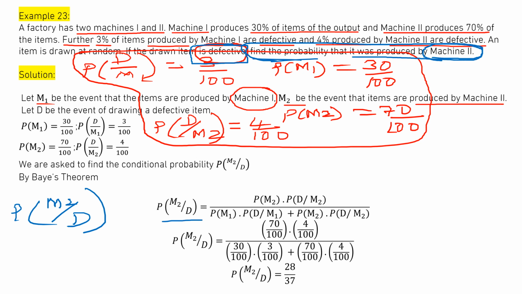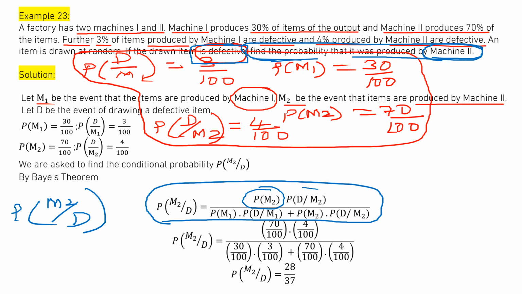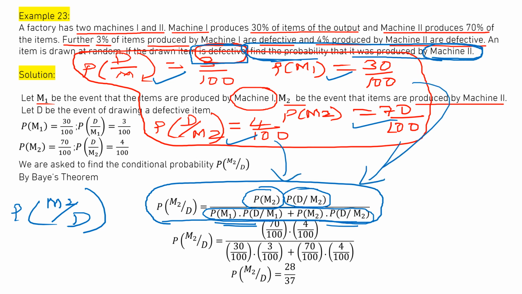Now apply Bayes theorem, you will get this formula as I explained in the previous slide. So now we have to substitute the values: P of M2, probability of D given M2, and then in the denominator the total probability. If I say total probability, you have to write all the possible values. So here we have two machines, first M1 and M2. So all the values are here, right? This is P of D given M1, this is P of M1, this is P of M2, this is P of D given M2. Everything you substitute here in the respective places. Okay, and if you simplify using a calculator, you will get this answer, 28 by 37.